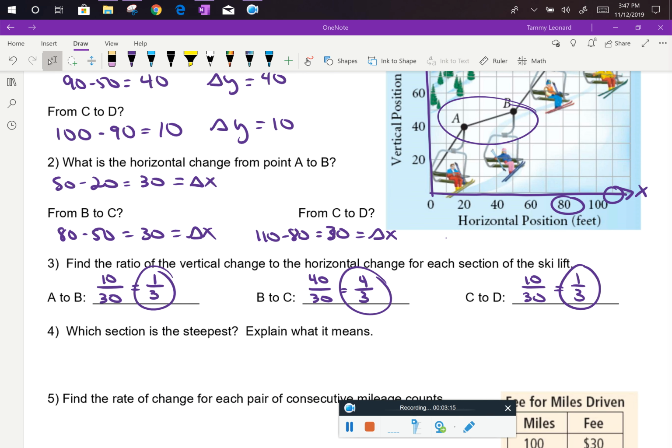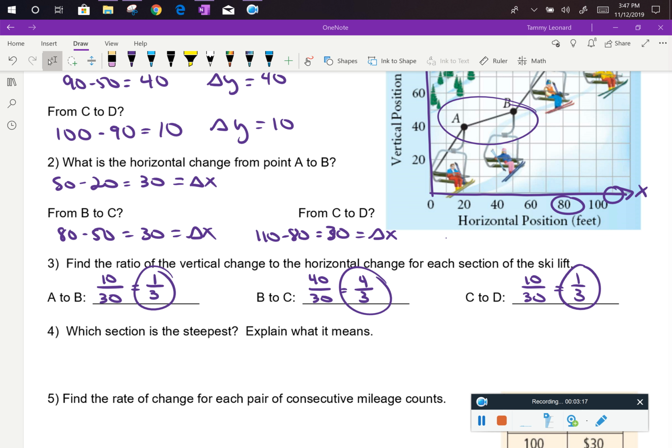In part 4, we're asked which section is the steepest. And we can tell just by looking at the graph that the section from B to C is the steepest. So when we see a rate of change of 4/3 and it's bigger than 1/3, that tells us B to C is the steepest.